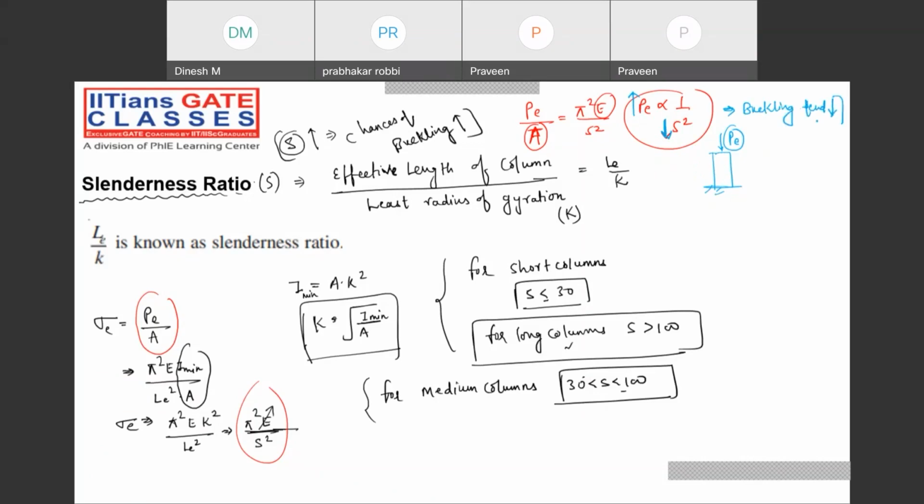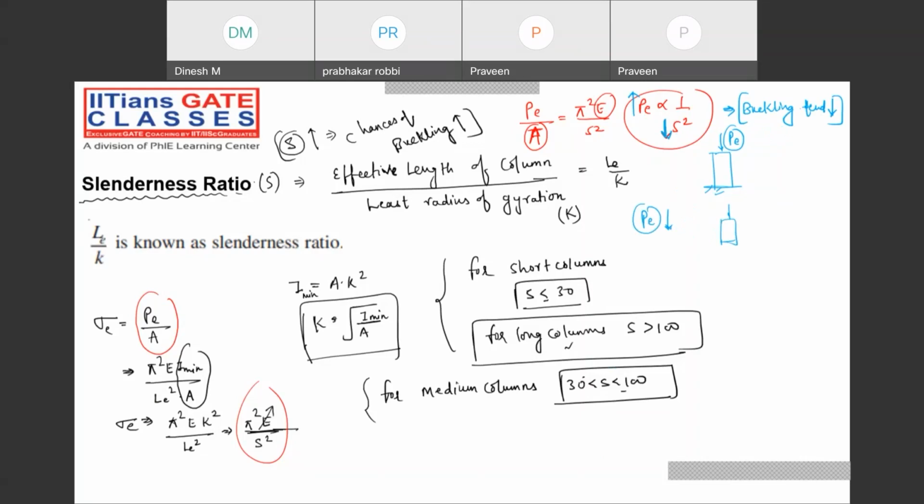Buckling tendency will decrease. Suppose S increases, then P will decrease. That means the amount of load that can be carried by the column will decrease, so the chances of buckling increase. Yes or no, right? Because what is the meaning of P being smaller and smaller? The moment you apply a larger compressive load, it is going to buckle. Understanding in this way? Tell me, guys.